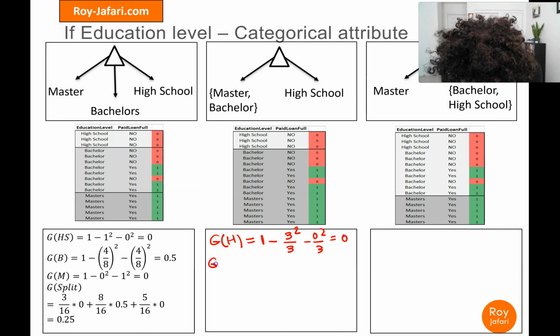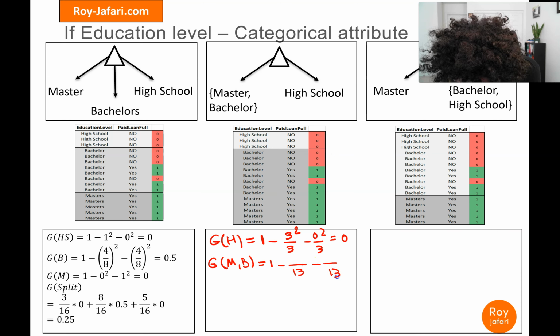And then we have to calculate the Gini index of master and bachelor, which is going to be 1 minus, now we have to see how many data objects we have. 16 minus 3 is going to be 13. So let me go ahead and do this. And now how many no's we have? 1, 2, 3, 4, 4. And then how many yes we have? 1, 2, 3, 4, 5, 6, 7, 8, 9.